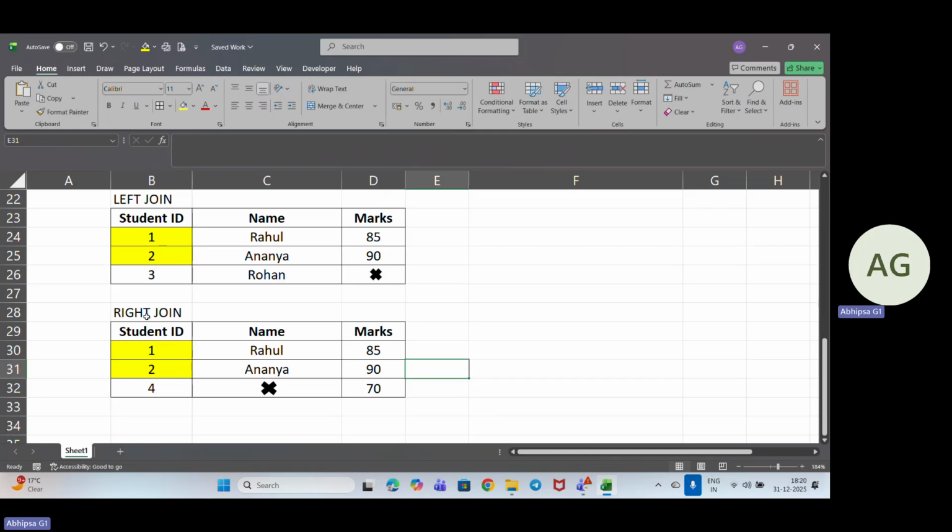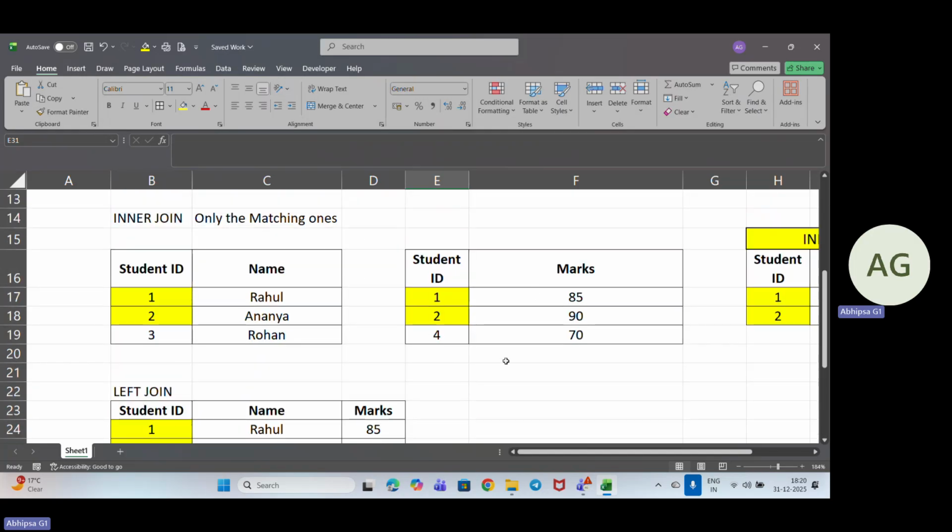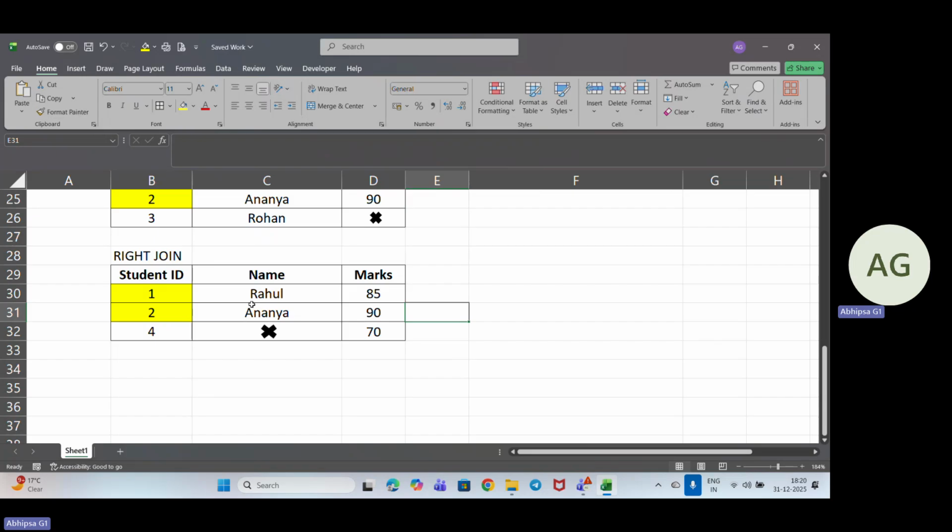Okay. So you can see for the right join, we have taken all of the data from the right table. Also the matching data we have taken from the left table accordingly. So ID 4 is kept because that is there in the right table, but the name is not there. So the name part is vacant up here, so we have just put a cross there. So we'll keep all of the rows from the right table and remove the unmatched left rows. Here you can see Rohan was there, but his data has been removed because Rohan belongs to the left table.